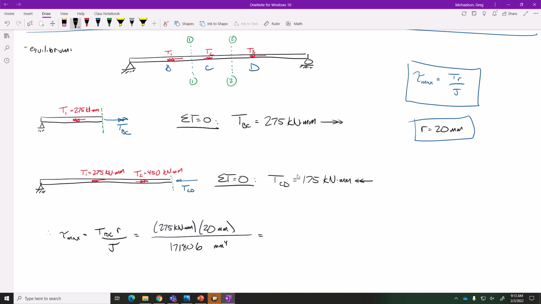When you chug this out, you're going to get a very small number. It's like 0.032 gigapascals. But remember, we can convert that to megapascals and say tau max is that. Okay?